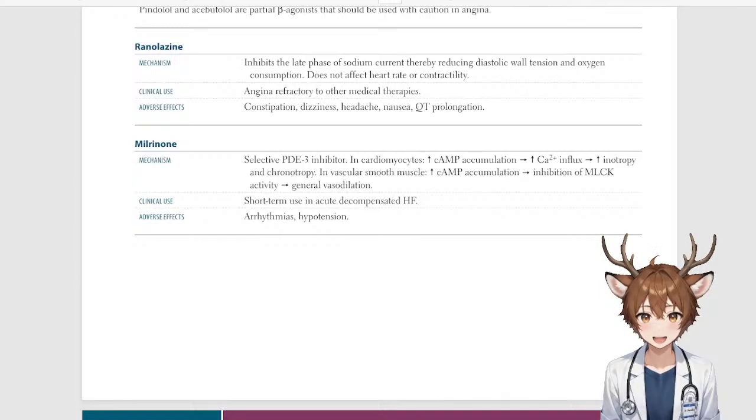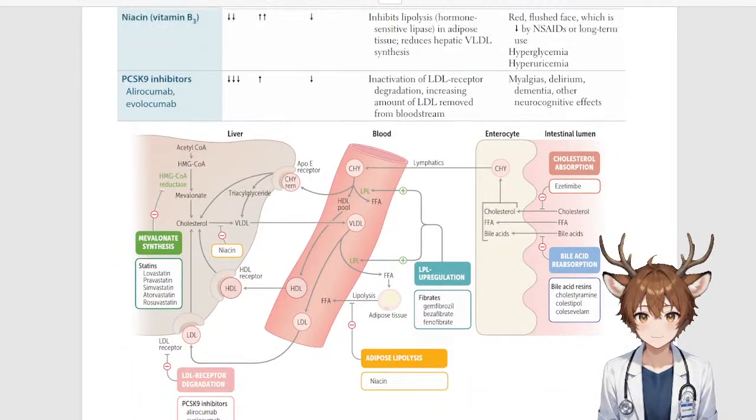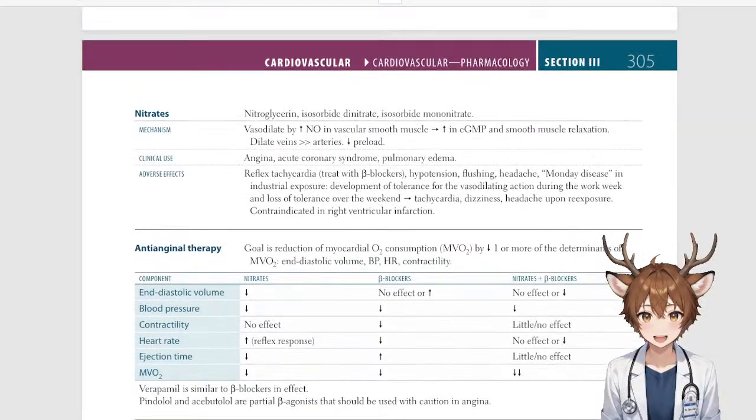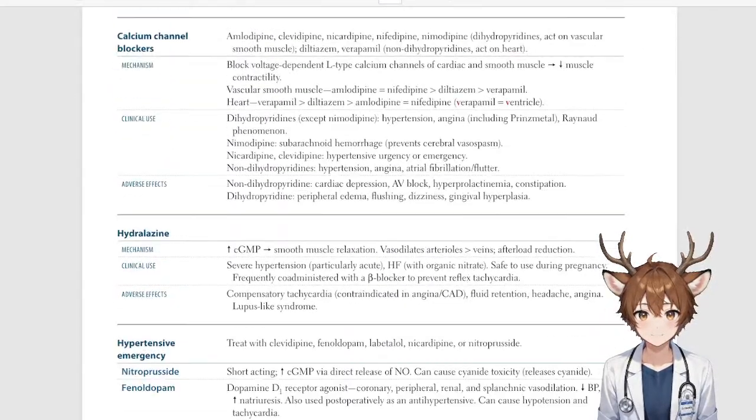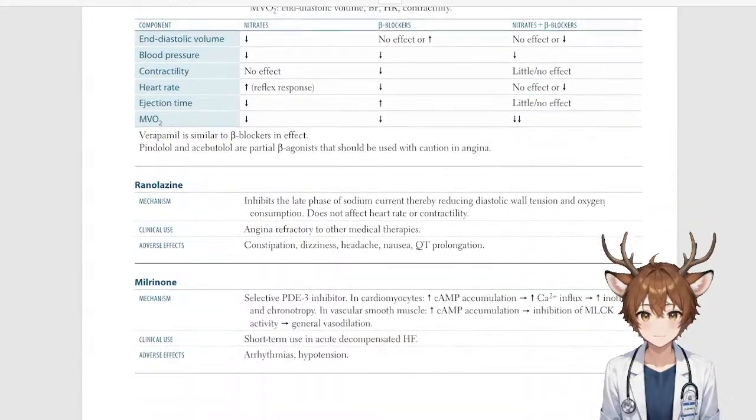Sacubitril. I don't like saying that one. It's hard for me to say. Sacubitril. Here we go. That's not bad. Okay, sacubitril. Does it even mention it? I don't see it in this PDF, but I will go down to Milrinone.